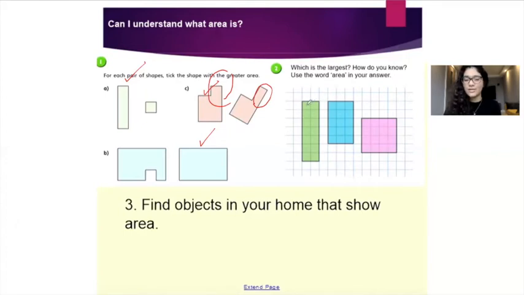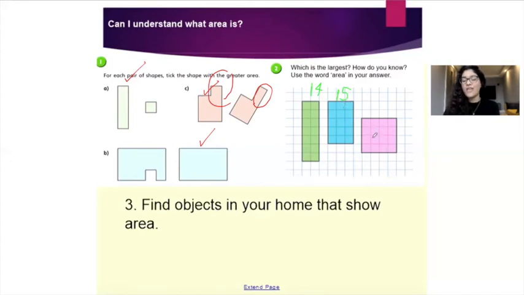So in the green one, we have 1, 2, 3, 4, 5, 6, 7, 8, 9, 10, 11, 12, 13, and 14. So the area of that shape is 14. What about this blue shape over here? Let's have a count of that now. Remember, we're counting the squares. 1, 2, 3, 4, 5, 6, 7, 8, 9, 10, 11, 12, 13, 14, 15. So the area of the blue shape is 15.